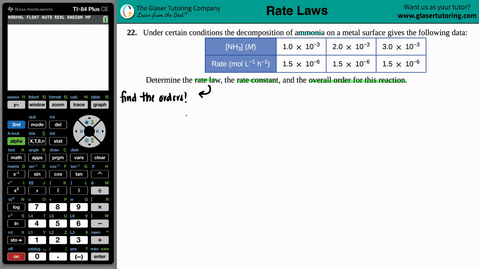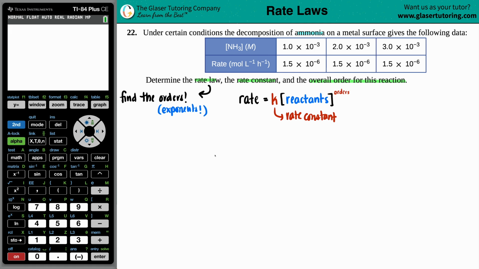Now, what do I mean by the orders? Well, if we look at a general rate law formula, we know that rate equals K, and the K value is the rate constant. We have to find that out. So it's rate equals K times the concentration of the reactants. Anytime there are brackets here, that means concentration, molarity. And it's raised to those orders. So if we want to find the order, the thing we basically have to find is the exponents. All right, pretty simple enough.